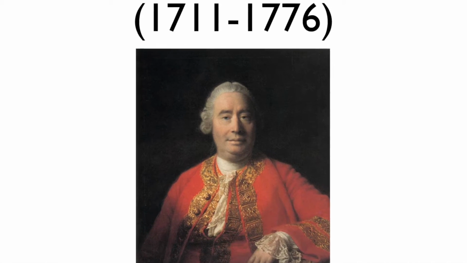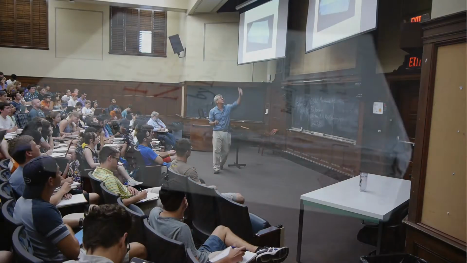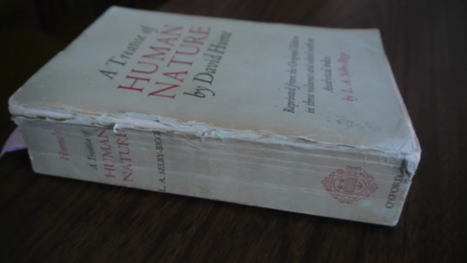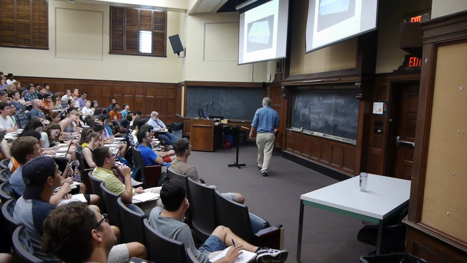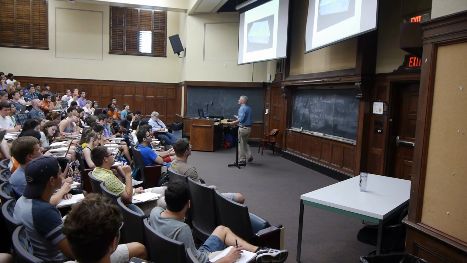Hume wrote, when he was 23 years old, A Treatise of Human Nature. As you can see, it's a thick book. That's my copy of it. It's well used, as you can see, falling apart. Hume's book initially was a great disappointment to him.